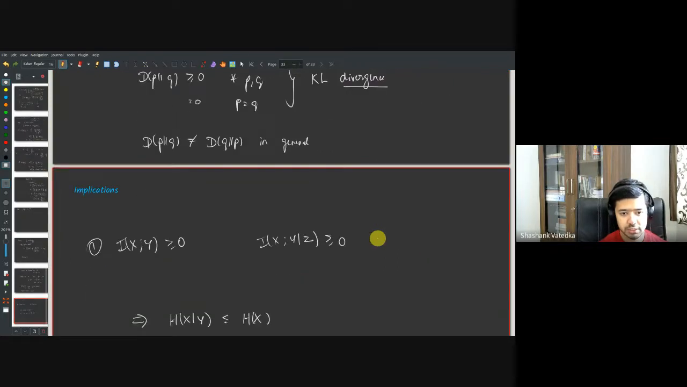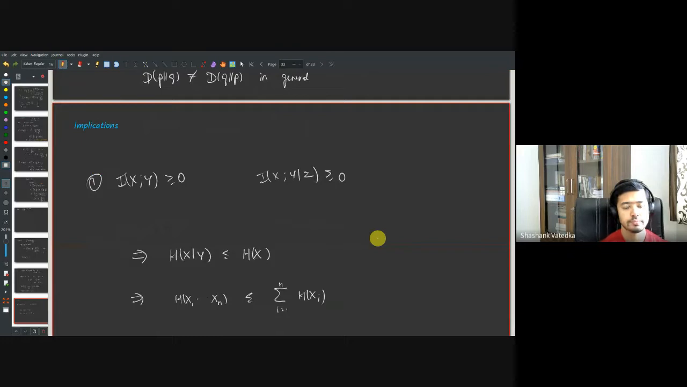Okay, so let's see what this implies. We started out with Jensen's inequality. Jensen's inequality implies the log sum inequality. The log sum inequality in turn implies that the KL divergence is always non-negative. And now let's see what this implies for other information theoretic measures. So I claim that this implies that the mutual information between any pair of random variables is always non-negative.